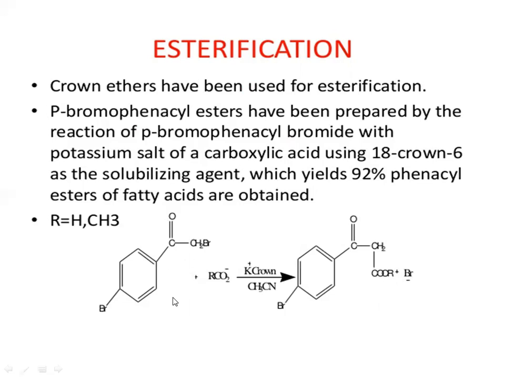So our reactant is para-bromophenacyl bromide. After that, we are going to react it with the carboxylic acid salt, the potassium salt of the carboxylic acid. We are going to use the crown ether, which is 18-crown-6. And finally, we will get our product, which is the para-bromophenol ester. If you are able to see what happens: the Br, the bromine atom, which is a halogen atom, is removed, and an RCO2 group, meaning the ester group, is added on this carbon atom, and finally we get our product as the para-bromophenol ester. Only the bromine atom is removed.